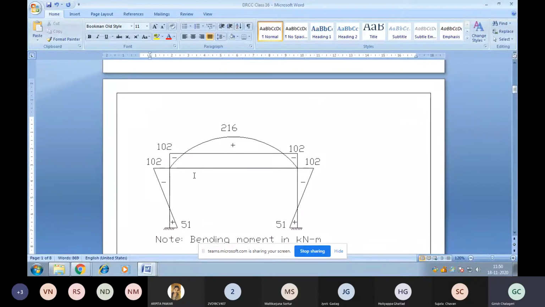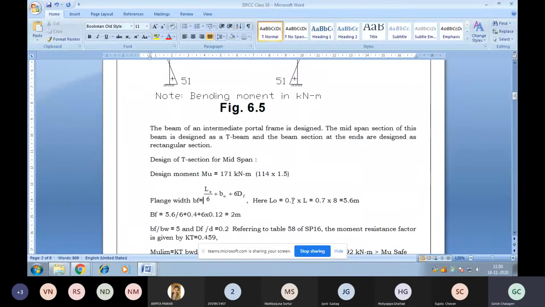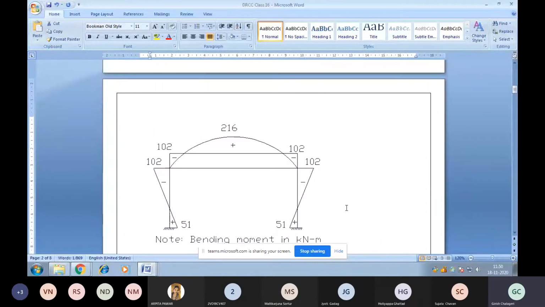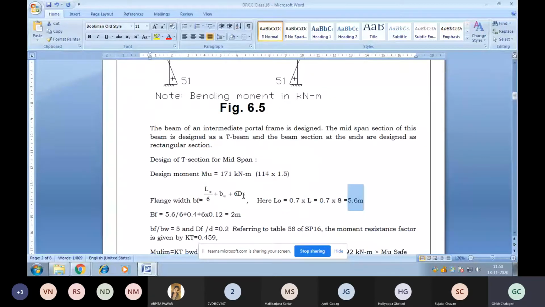Once it is fixed, the length will not remain the same. It will be 0.7 times L. I think you have learned this in strength of materials for column analogy, where we get to know the effective length of columns as per their support conditions. When both ends are fixed, the effective length will be 0.7 times the total length. So it is 0.7 times 8 meters, and we get 5.6 as the effective length for the beam in the midspan. So L0 is 5.6, BW is 400, and depth of flange is 120.